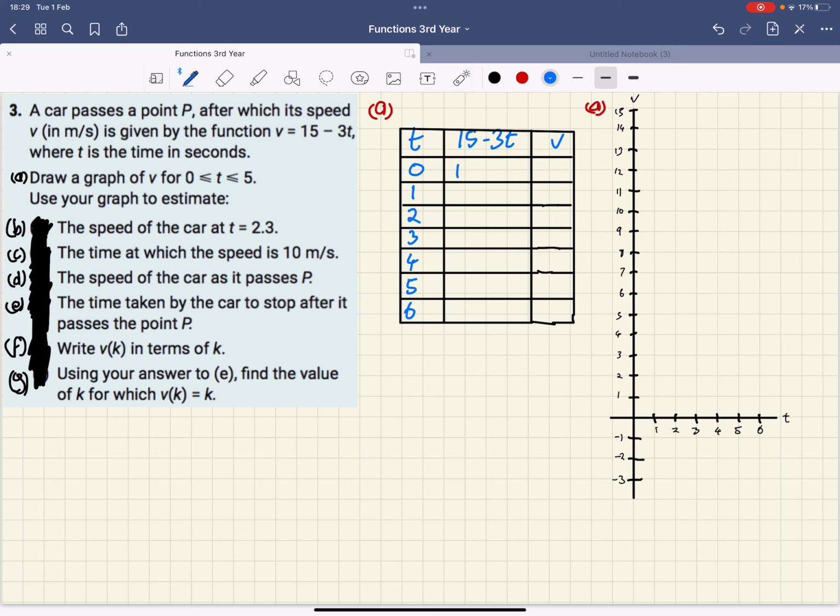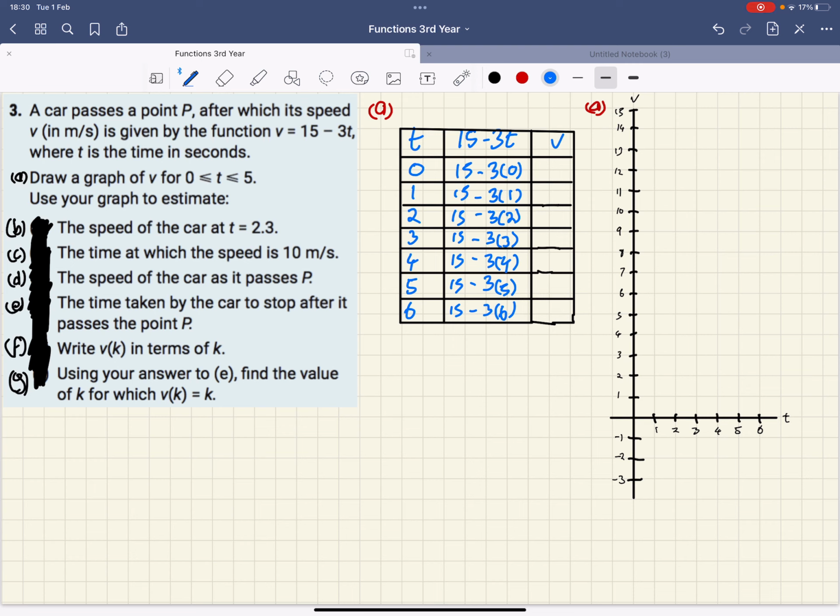So we do the boring part: 15, 15, 15, 15, 15, 15, 15. Minus, minus, minus, minus, minus, minus, minus. 3, 3, 3, 3, 3, 3, and 3. Then open up brackets for the t-values. The t-values start at 0 and go all the way up to 6, which is why on the graph they go up as far as 6 as well. So let's sub the values in: 0, 1, 2, 3, 4, 5, and 6.